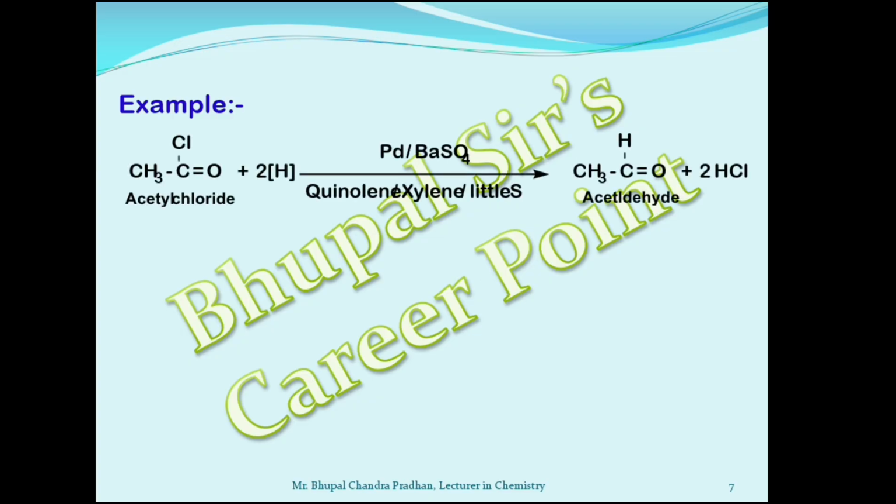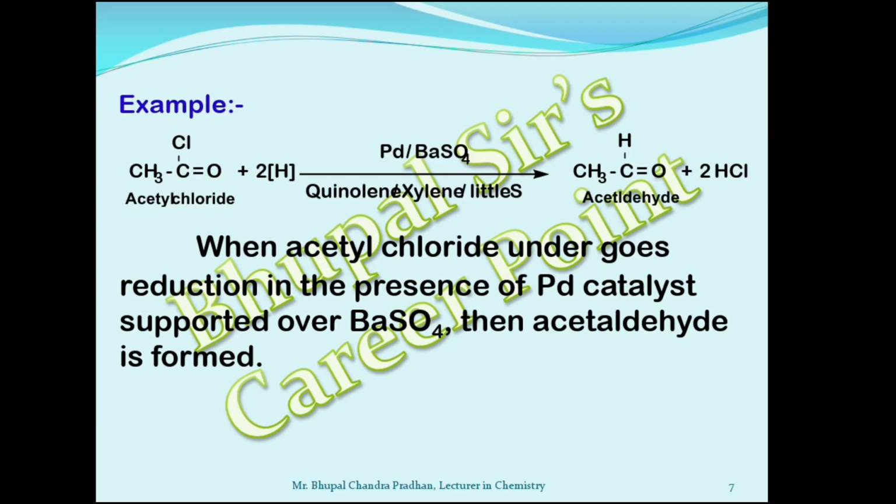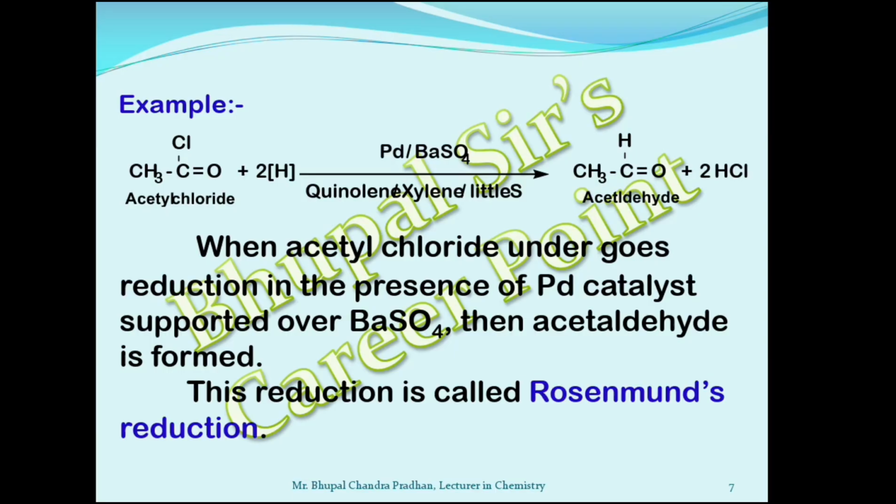Let us take CH3 in place of R. Then acetyl chloride undergoes reduction in the presence of palladium supported over barium sulfate and gives us acetaldehyde. This reaction must be carried out in the presence of a poisoning agent like a little amount of quinoline, xylene or sulfur. As a result, acetaldehyde cannot undergo further reduction to give us ethyl alcohol. So in the statement we have to write down: when acetyl chloride undergoes reduction in the presence of palladium catalyst supported over barium sulfate, then acetaldehyde is formed. This reduction is called Rosenmund's reduction.